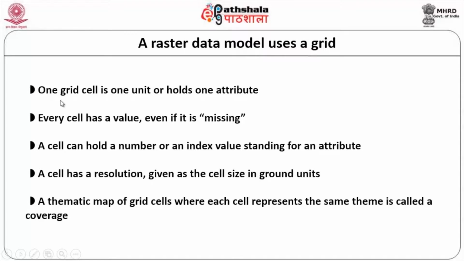What does it contain? One grid cell is one unit, or it holds one attribute. Even if the data is missing, you do not have to worry, it will have a value of 0 at least, and obviously a cell can hold a number or index value standing for a particular attribute. And it has also got a resolution, which is the cell size in ground units. And when you have a contiguous feature of a particular theme, that set of grid cells is otherwise called a coverage.